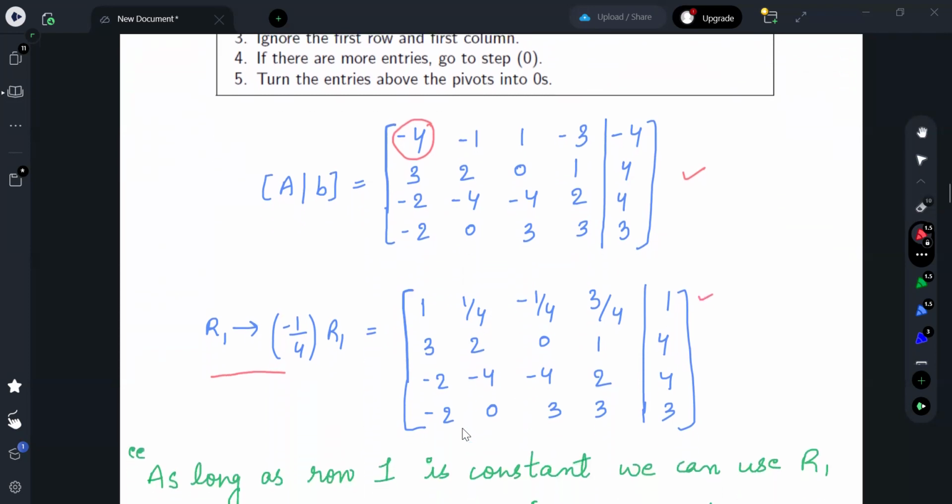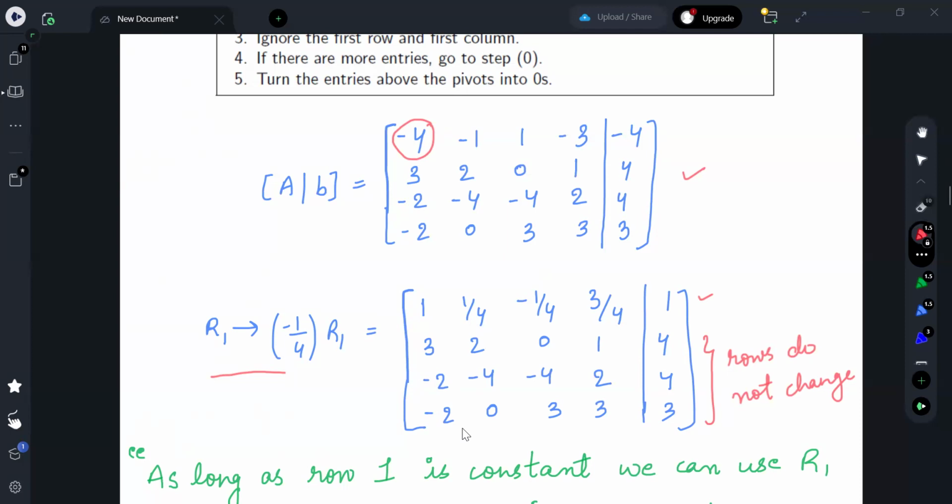Now, I'm only making a change in row 1. So I'm going to leave everything else as it is. These rows do not change. Now, so far, you are aware of what row operations are valid. I'll remind you again. We can only swap two rows, multiply a row by a non-zero scalar, or add a non-zero scalar multiple of any row to another row, okay?